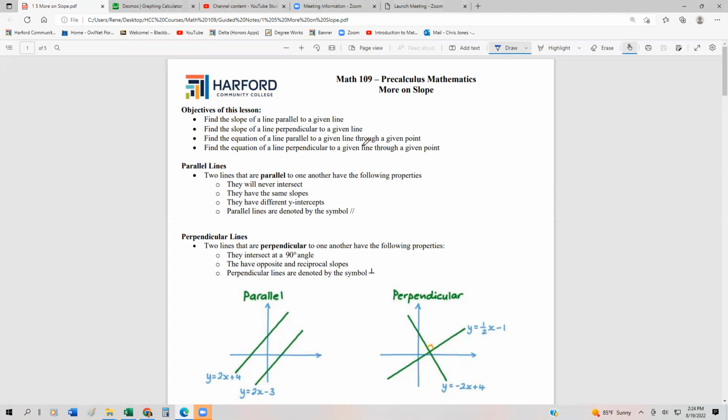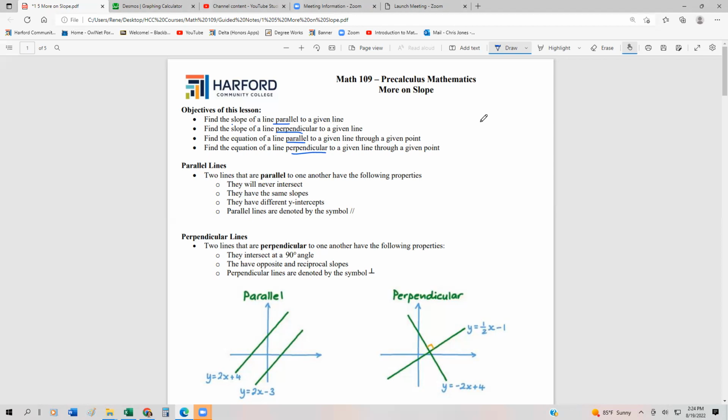In this section, we're going to find the slopes of lines that are parallel to given lines and perpendicular to given lines. It'll be pretty easy. Then we're going to find equations of lines, both parallel and perpendicular to given lines, through a given point.